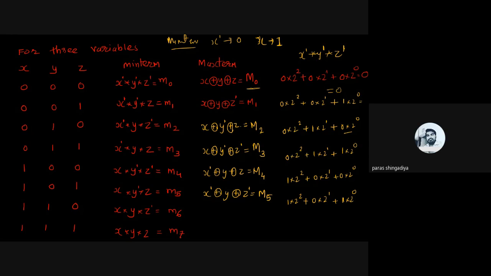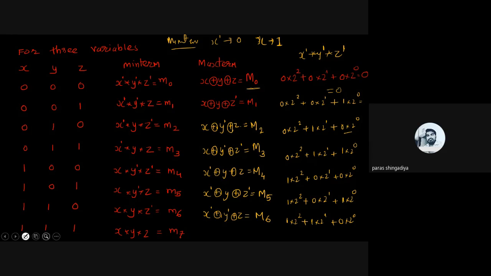Then after that, for the 110 case, the expression will become x star y star z dash, that is m6. Why is it m6? Let us check. The first term is x, so it is 1 into 2 raised to 2 plus 1 into 2 raised to 1 plus 0 into 2 raised to 0. So what is the total? It is 4 plus 2. First term will give 4, second term is 2 and third term is 0. So the answer is m6, and here this formation will become x dash ring sum y dash ring sum z, and that will also give M6.